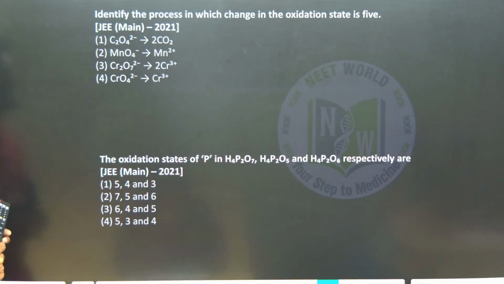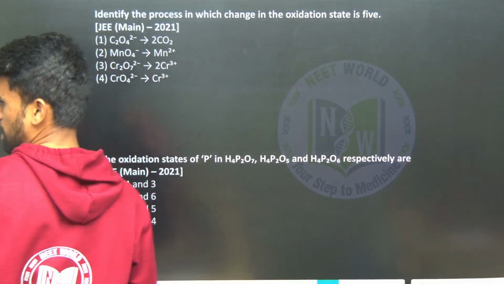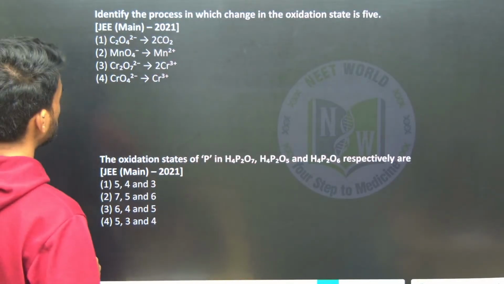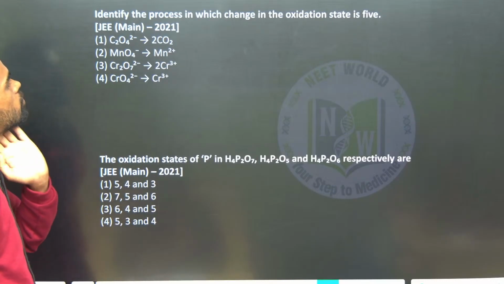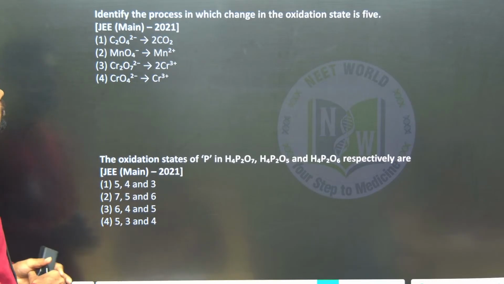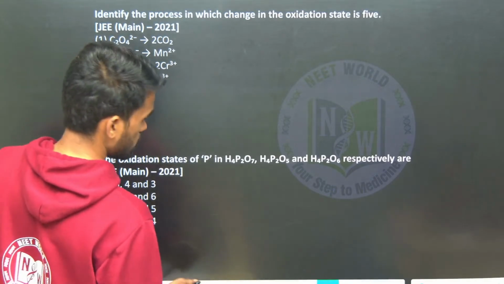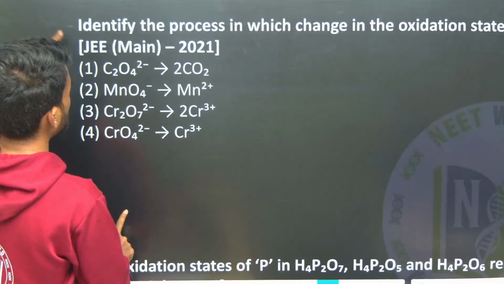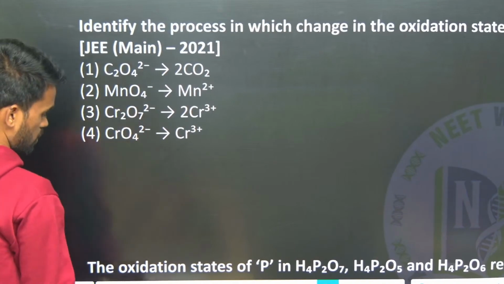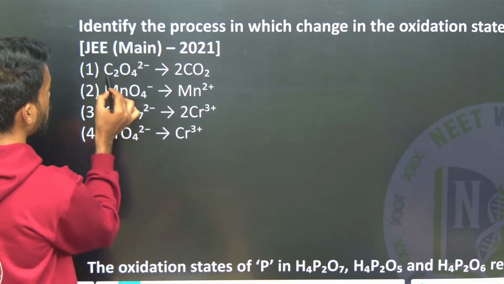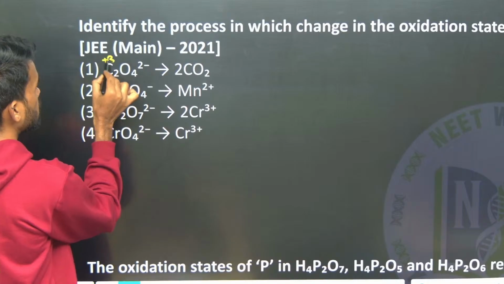Identify the process in which change in oxidation state is 5. Oxidation number change should be 5. Look properly. Once again, first of all you calculate individual oxidation states on this side. What is the oxidation state of this carbon in oxalate? What is this compound called? Oxalate ion, C2O4. If you calculate, you will get +3. How will you get it?